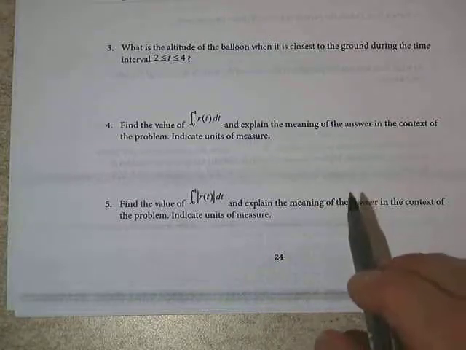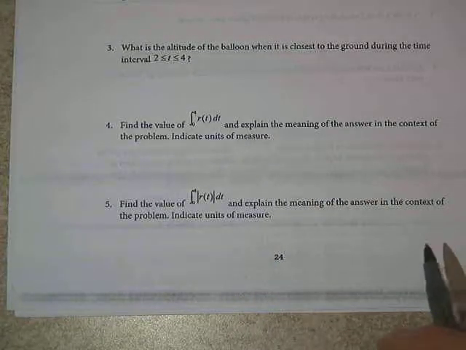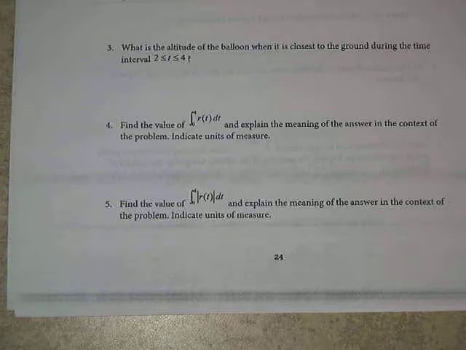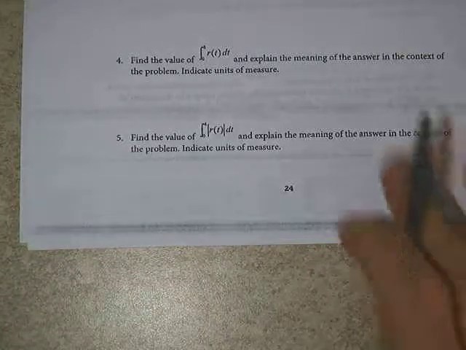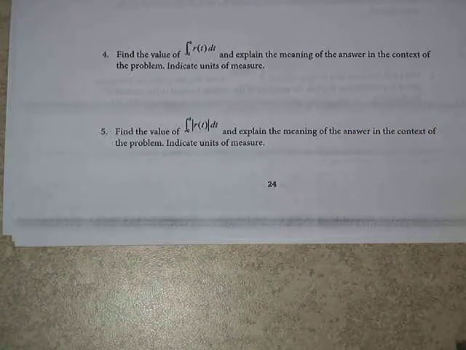And number 4 said find the value of the integral of r of t from 0 to 4 and explain the meaning in the context of the problem. Ultimately, this is just a calculator problem again. We could do it without the calculator because it's an easy function, but the answer here is 2.667, which is 2 2/3. Keep in mind this is just the definite integral of a velocity function, just like we explained in our previous worksheet. That's displacement. So this would be our displacement from time 0 to time 4, which turns out to be 2 2/3.